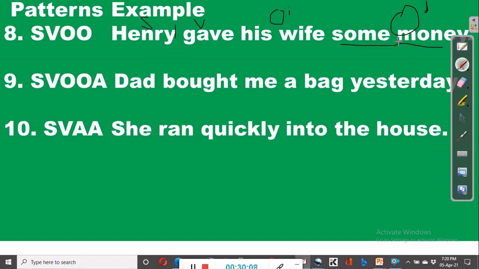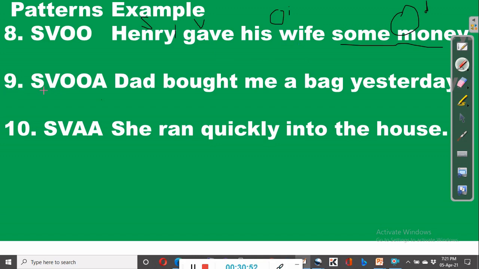So the wife is the indirect object because the action is first performed on the money before it is extended to the wife. Another way of identifying the indirect object is that the indirect object takes a preposition. So we can reconstruct this sentence by saying that Henry gave some money to his wife. You see, to his wife. So gave some money to his wife. So the one that becomes the object of a preposition is usually the indirect object.